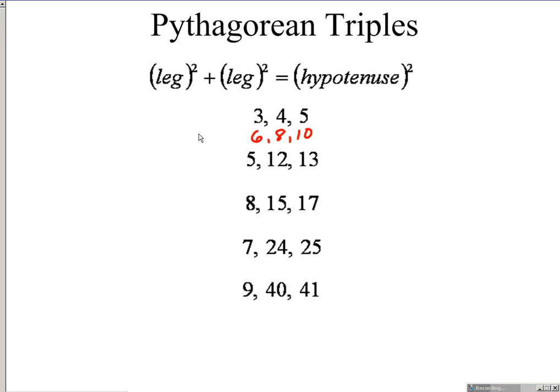So again, get to know a few of those. It's going to save you some time so you don't have to use the Pythagorean theorem every single time to find missing sides of a right triangle.